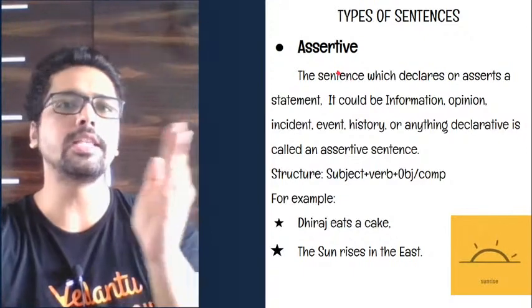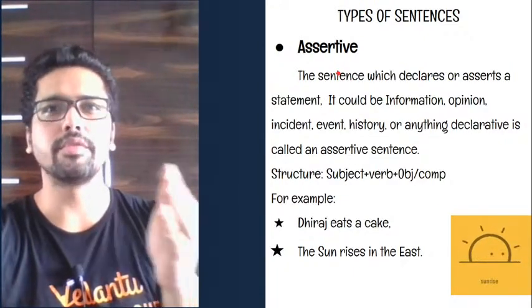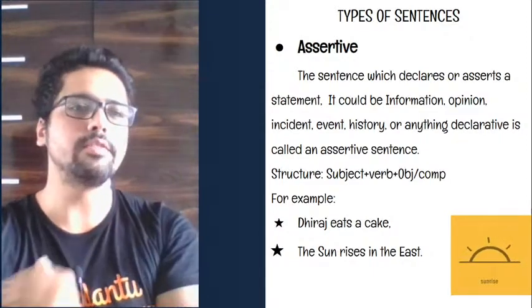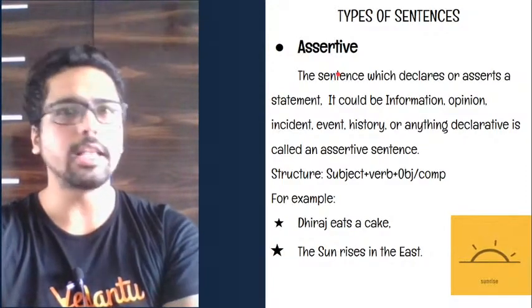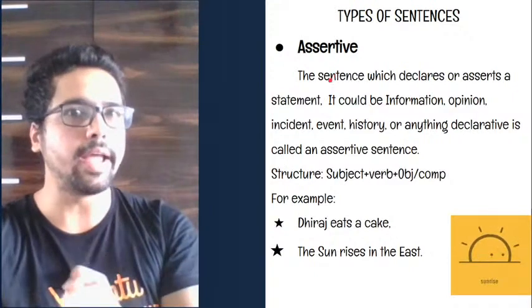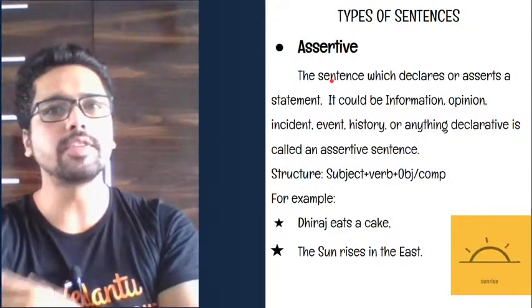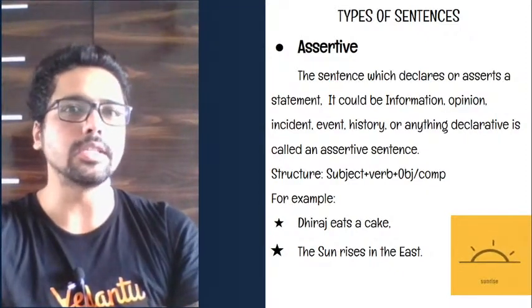Assertive is a sentence that ends with a full stop. And under assertive, you can have either affirmative or negative. Affirmative means positive, and negative is simply negative. So when I say India won the match, that's a positive sentence. A positive sentence is also called affirmative, A-double-F. And a negative sentence is just negative. There is no other word for a negative sentence. But both can be assertive.